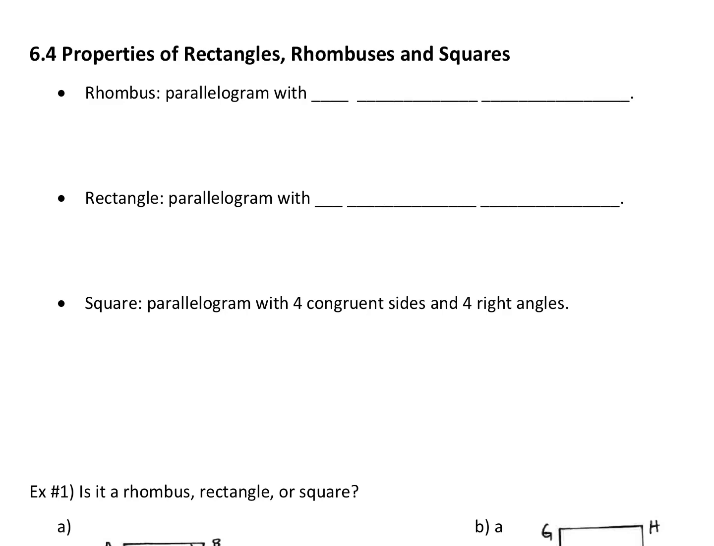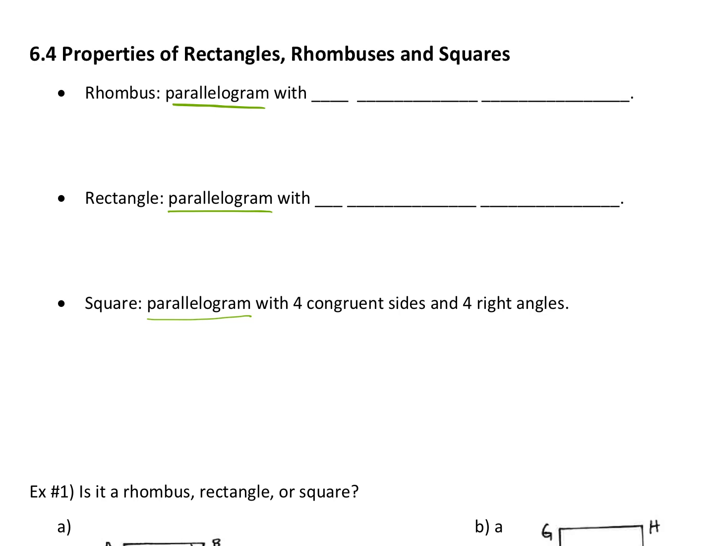Rectangles, rhombuses, and squares. The first thing we're going to talk about is a rhombus. All of these today, notice, are parallelograms. Tell me what you know about a parallelogram. Opposite sides are congruent. Opposite angles are congruent. Consecutive angles are supplementary. All of the things that you know to be true about a parallelogram are true of these three shapes. But now I'm going to give you more things that are true specific to these three.